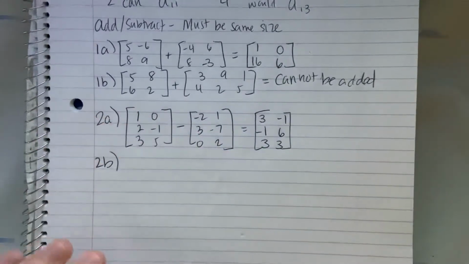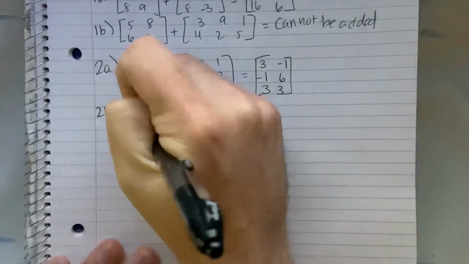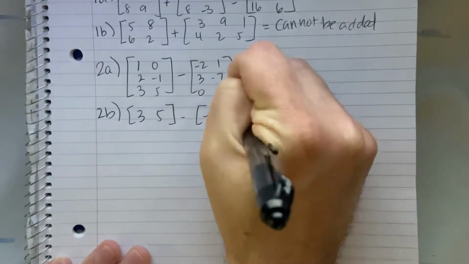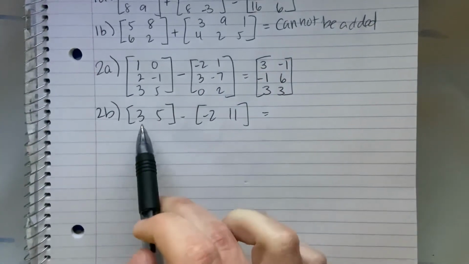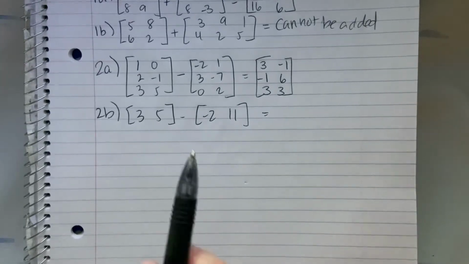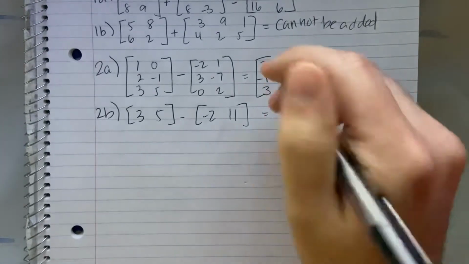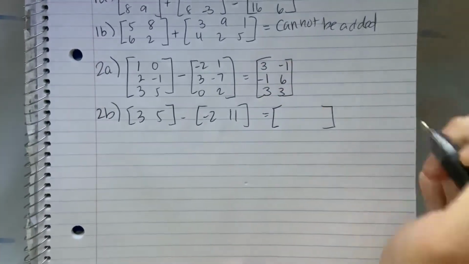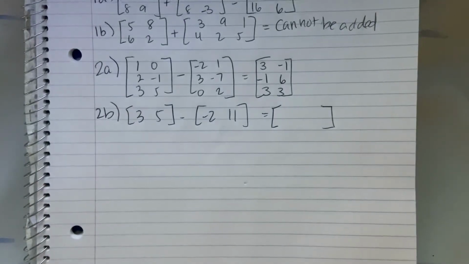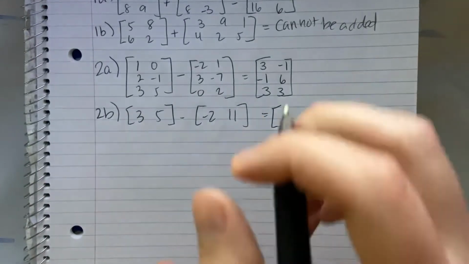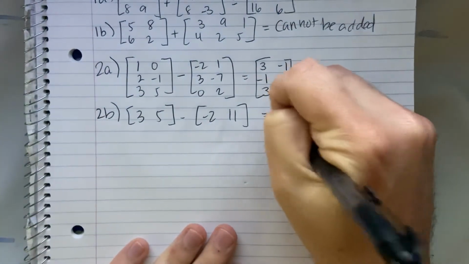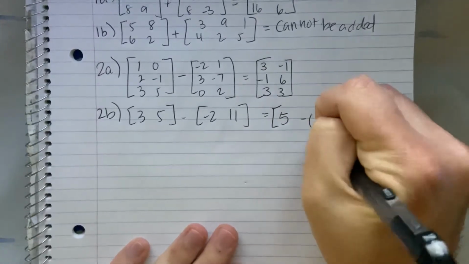2b is just 3, 5 minus negative 2, 11. Now, if the whole thing is just one row, it's just called a row matrix. If it's just one column, it's just called a column matrix. So this is a row matrix, but the rules are still the same. You still just add or subtract the components. 3 minus negative 2, same spot. You add or subtract them. In this case, it's subtraction. So 3 minus negative 2 is really 3 plus 2. It's 5. 5 minus 11, negative 6.